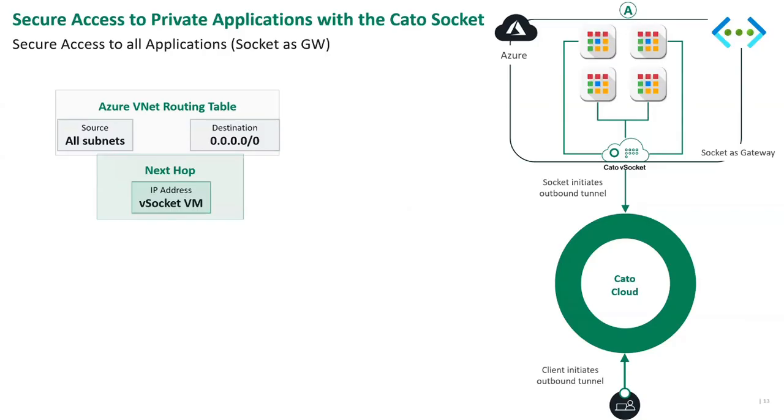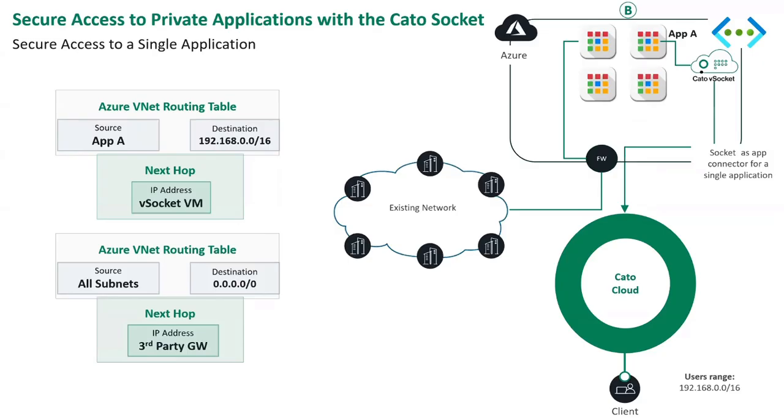So for A, again, the default next hop for all traffic will be the vSocket. So in this case, all subnets in Azure, as an example, will route all traffic. So the destination is everything, a 0.0.0.0 route, and the next hop will be the vSocket, meaning all traffic will be routed through the vSocket. So it is responsible both for the inbound traffic and also for the outbound. It is the gateway of the site. Click.